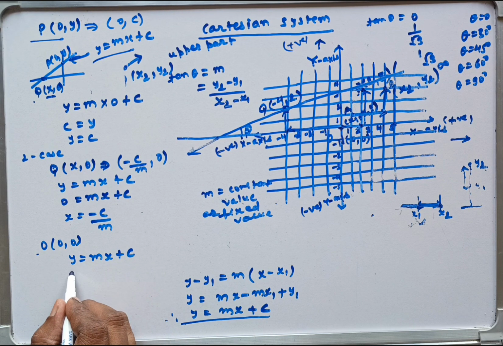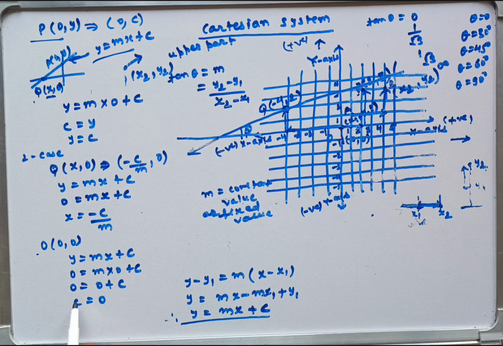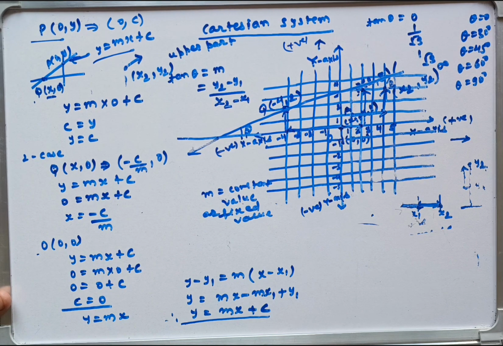So put the value y = 0, m into 0 plus c, or this is 0 plus 0 plus c, so c equal to 0. So guys, what you see, when there is no constant or fixed term in the equation of a straight line, then it is passing through the origin. So the equation will be y equal to mx.